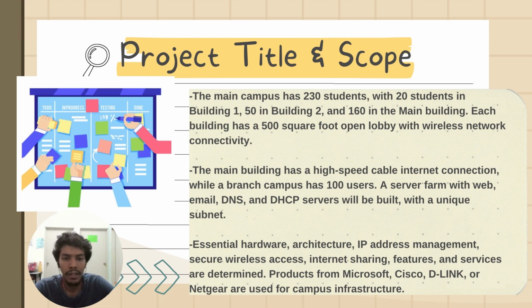Then we have a server farm with web, email, DNS, and DHCP servers, which will be built with a unique subnet. Essential hardware, architecture, IP address management, secure wireless access, and internet sharing features and services are determined, and products from Microsoft, Cisco, D-Link, or Netgear are used for campus infrastructure. So that's all from me for this part.